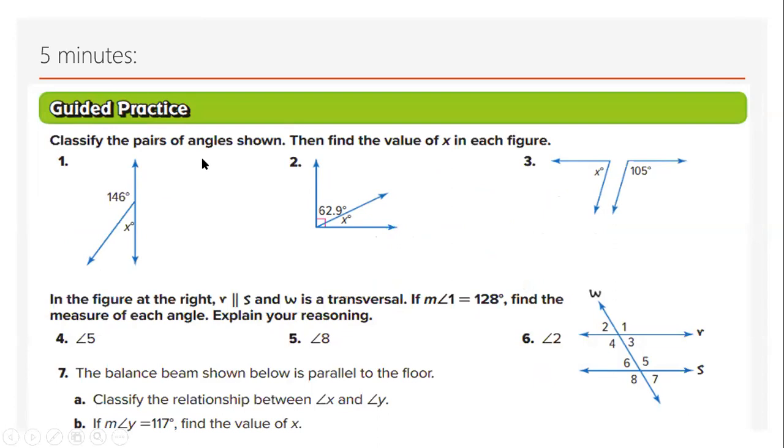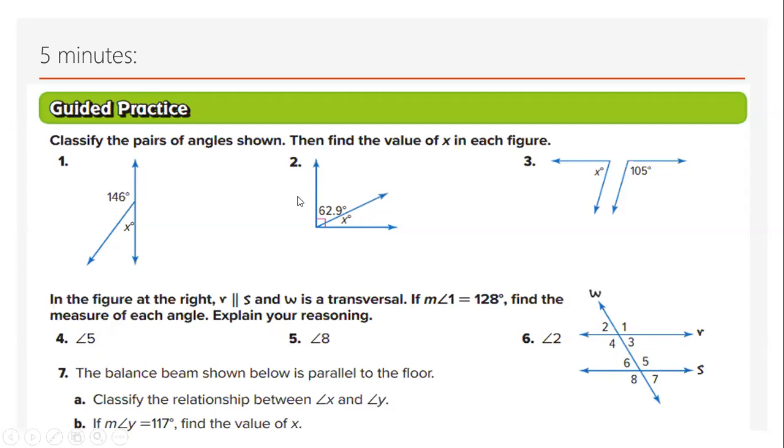Let's find the pairs of angles shown. Then find the value of x in each figure. Example 1, the two angles here form a straight line. So 146 and x degrees equal together 180. So x is 180 minus 146, which is equal to 34.